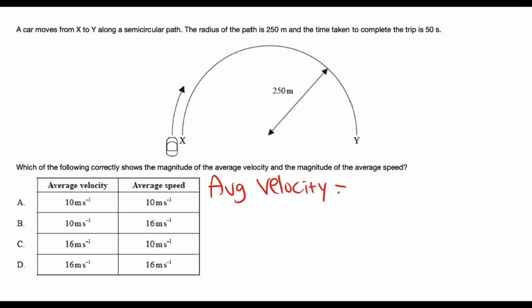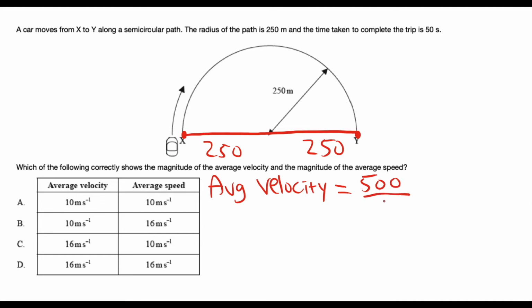is equal to displacement divided by change in time, which is equal to final position minus initial position divided by change in time. So this is the final position. This is the initial position. So displacement is going to be equal to the length of the straight line here, which is equal to the diameter of the circle. So it's going to be equal to 500 meters divided by change in time, which is 50. So it's going to be equal to 10 meters per second.